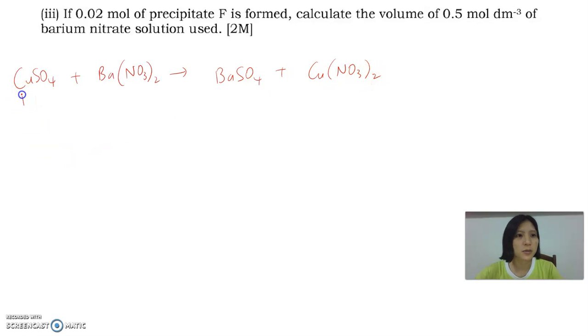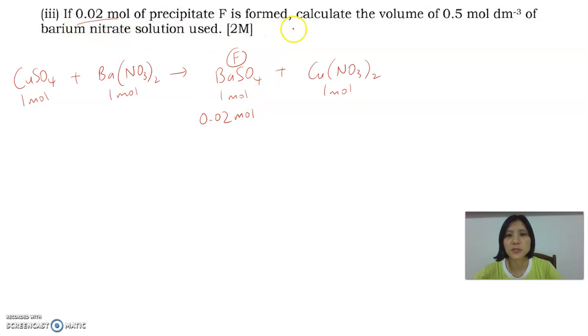From the equation we can see 1 mole to 1 mole. Have we balanced or not? Yes, it's all balanced. Precipitate F is this one, BaSO4. 0.02 mole of precipitate F is formed, so calculate the volume of barium nitrate. They want volume. They have given you mole per dm cube, which is M, molarity: 0.5 mole per dm cube. So from here, very easy.